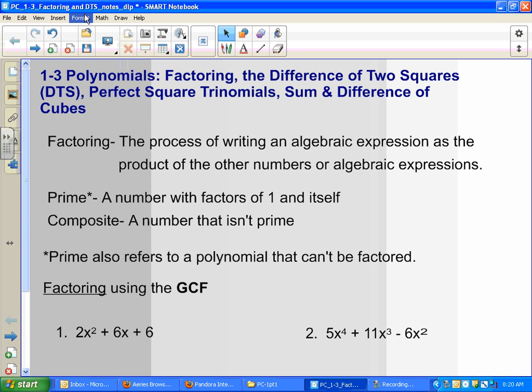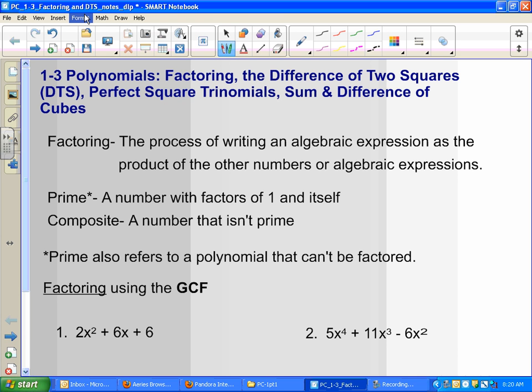Today we're going to take a look at polynomials and factoring polynomials through a variety of different methods: difference of two squares, perfect square trinomials, sum and difference of cubes. We'll later on get into quadratic form, and how we can factor with that method as well.